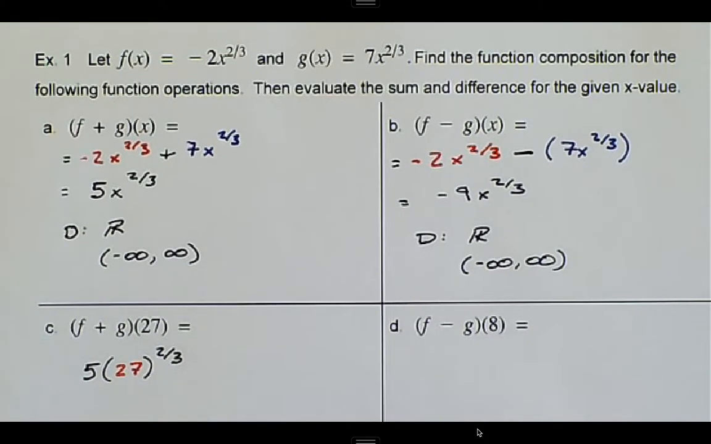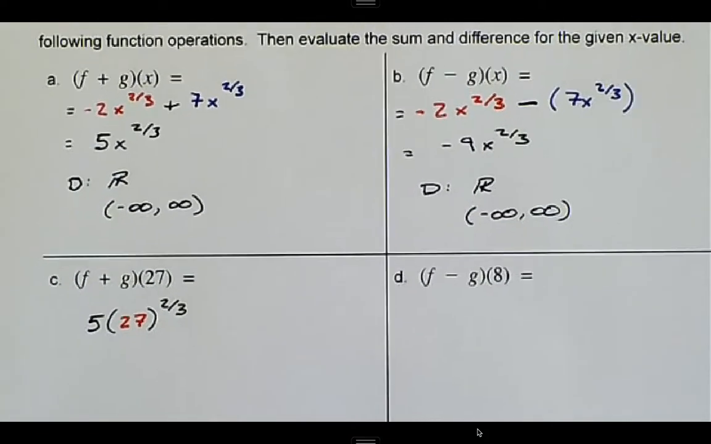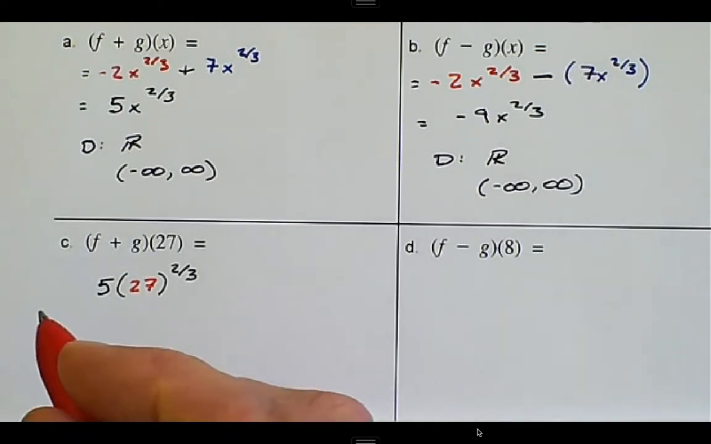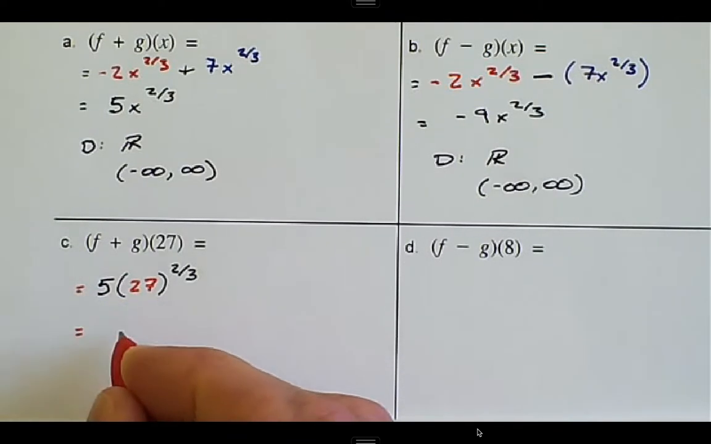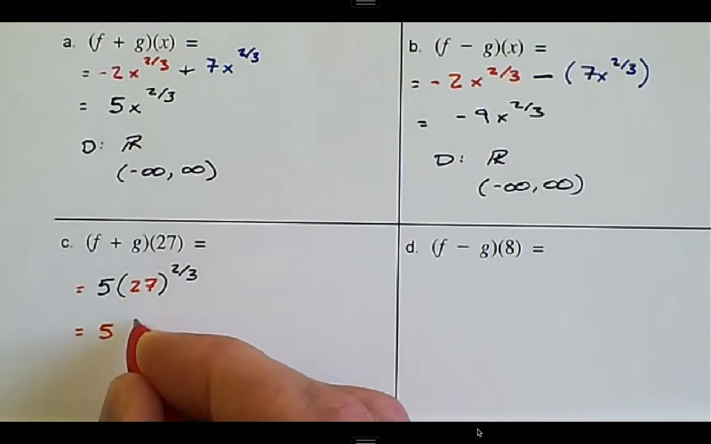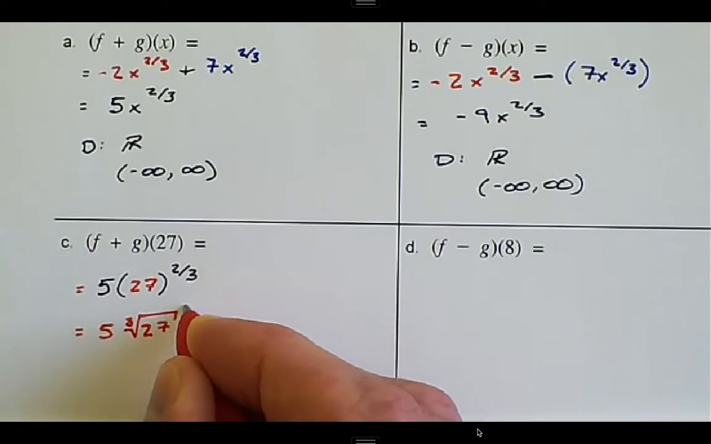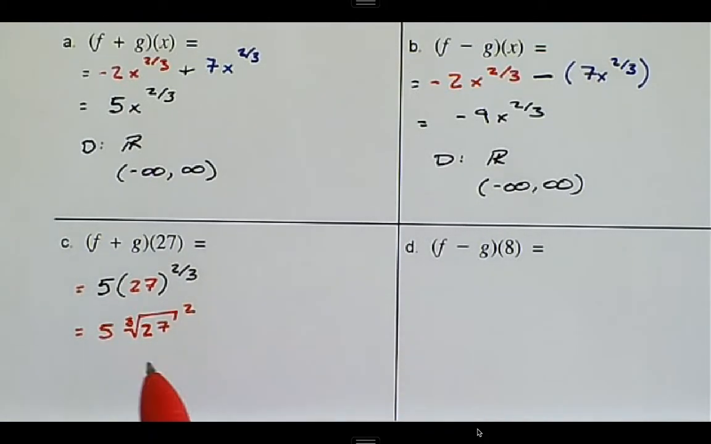So the first thing that I would do is rewrite this so that it's in radical form, because that will help me out a little bit. So 5, and then the 3's down here, so that's cube root of 27 squared. And cube root of 27 is 3. So 5 times 3 squared. So that is equal to 5 times 9, which is equal to 45.